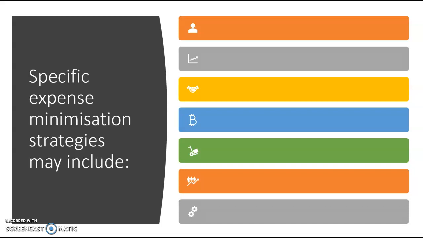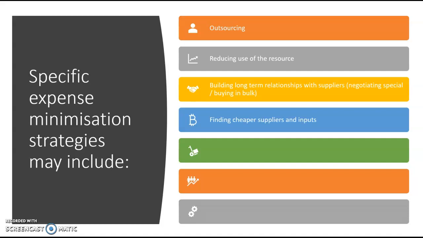So some specific expense minimization strategies that a business may engage with include outsourcing. We might seek to reduce the use of the resource, think particularly in the case of something like energy. Equally, we want to build long-term relationships with our suppliers that could allow us to negotiate special deals, or we might buy in bulk from our suppliers. Alternatively, we might go and try and find a cheaper supplier or look for cheaper inputs that we could substitute into our production processes.